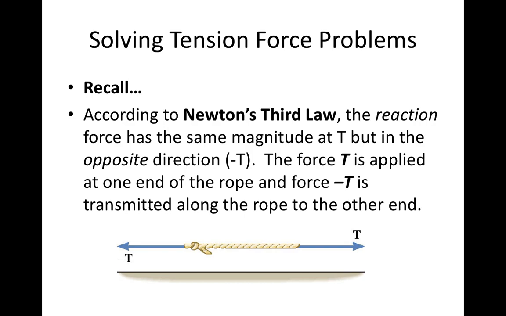Recall, according to Newton's third law, the reaction force has the same magnitude as T, but in the opposite direction, negative T. The force T is applied at one end of the rope, and the force negative T is transmitted along the rope to the other end. And that concludes the presentation.